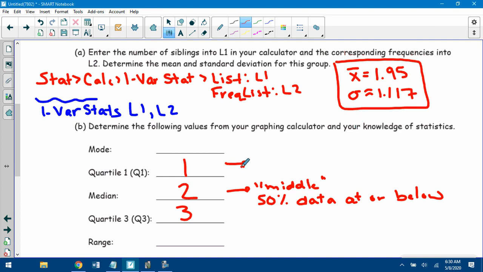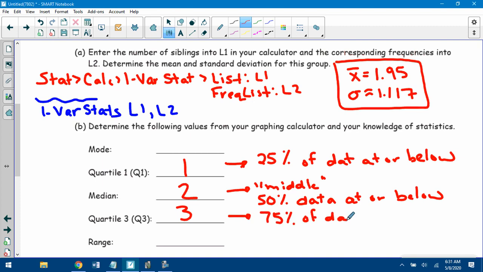What word does quartile sound like? Quarter, and a quarter is 25%. So the first quartile means 25% of the data is at or below 1. So 25% of the people have 1 sibling or less. Quartile 3 is a quarter above the middle. So 75% of the data is at or below 3. So 75% of the people have 3 or fewer siblings.